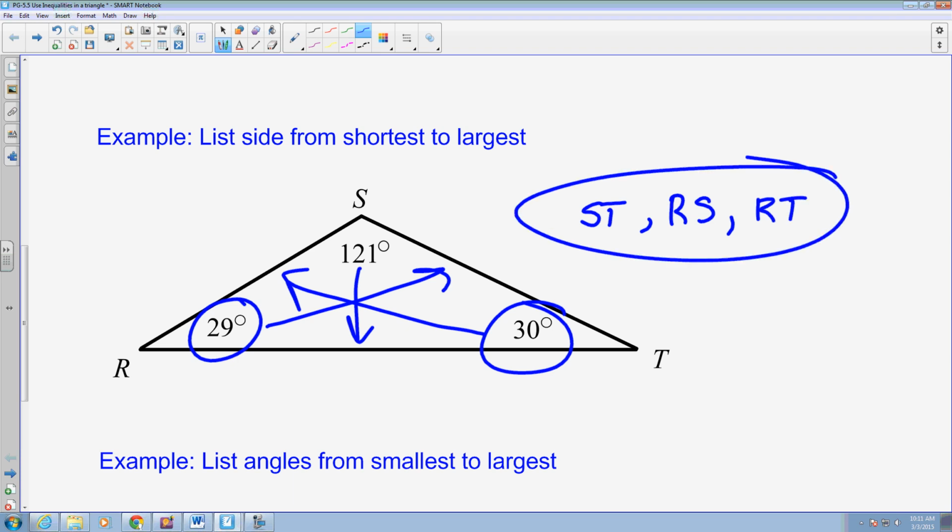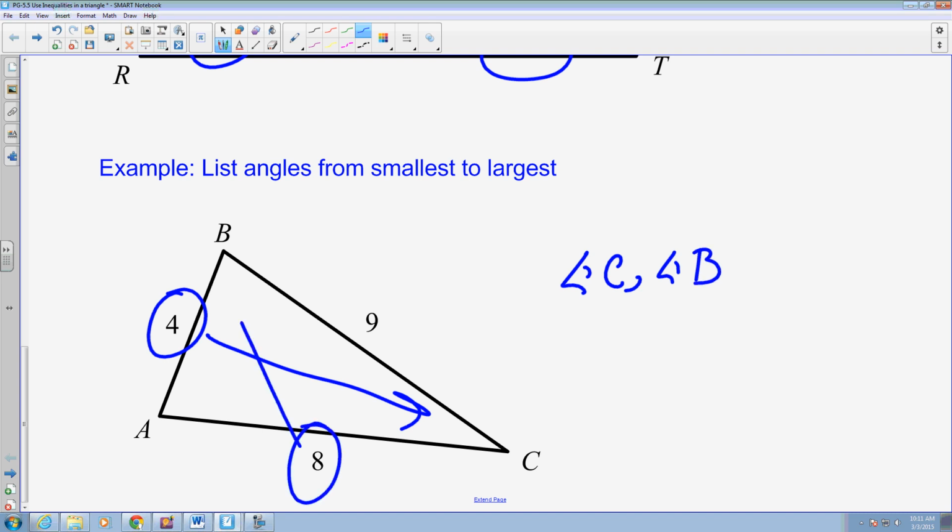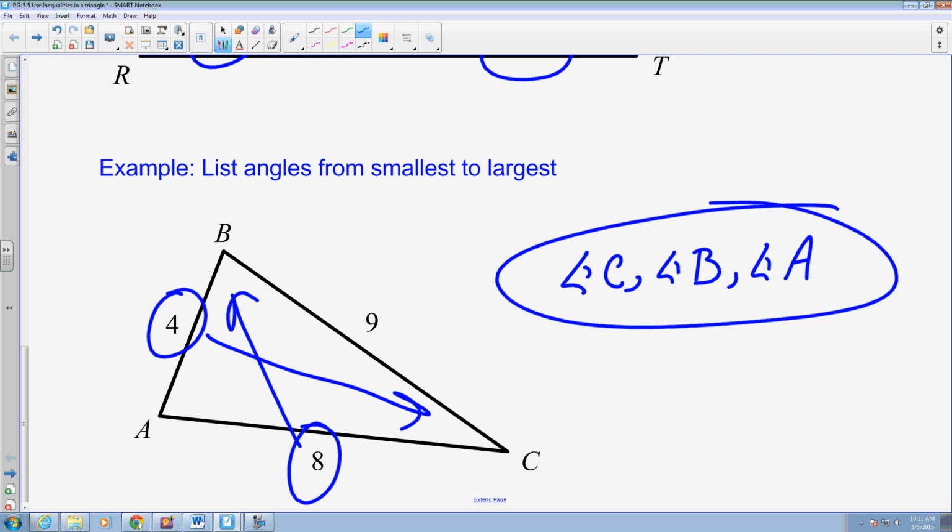Okay? And then here they want us to list the angles from smallest to largest. So the smallest angle is going to be opposite of the smallest side. So my smallest side is AB, which is 4. So that means that the smallest angle in this case is going to be angle C. The second smallest will be angle B, because it comes from here. And then the largest angle is going to be angle A. Okay.